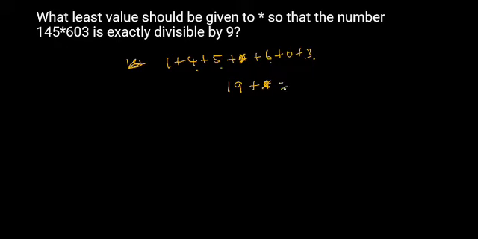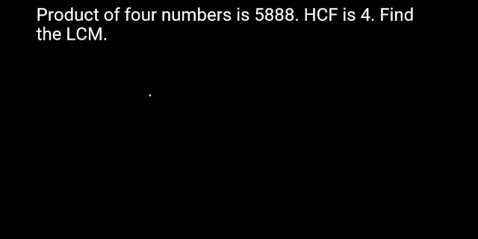Okay. So now what is the next number which is divisible by 9? The next number is obviously 27. To make this 19 as 27, I have to put 8 here. So 27 is actually divisible by 9. Now if I put 8 instead of the star, then it will be exactly divisible by 9. So star value should be 8.